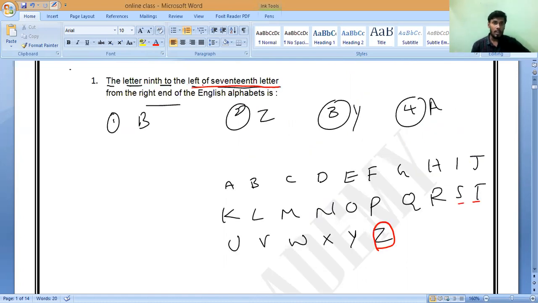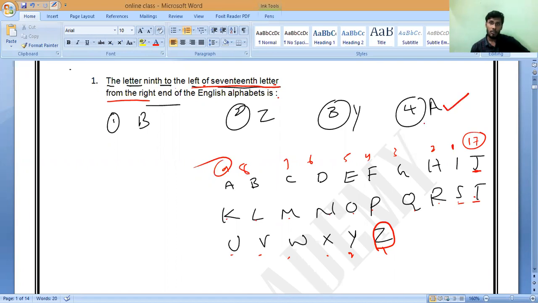9th to the left of 17th letter from the right end of the English alphabet. So 17th letter means where will it come? 1, 2, 3, 4, 5, 6, 7, 8, 9, 10, 11, 12, 13, 14, 15, 16, 17. So this is the 17th letter from the right end. Now, the letter 9th to the left of 17th letter from the right end. So now what is that? From here, 9th letter: 1, 2, 3, 4, 5, 6, 7, 8, 9. So what is the answer? Yes, sir.